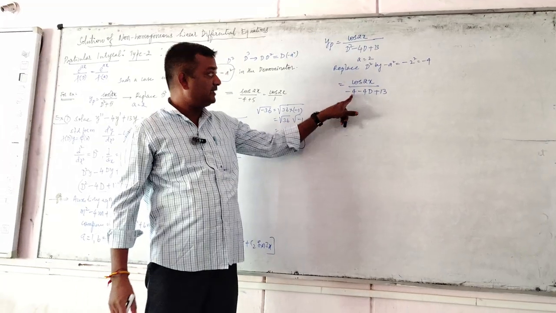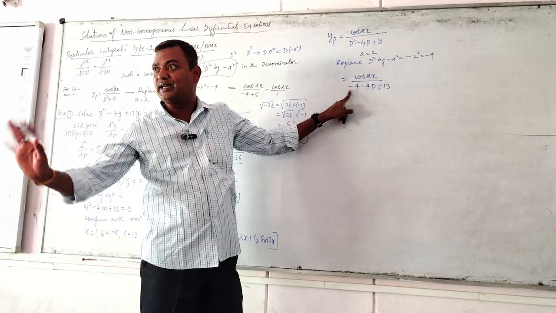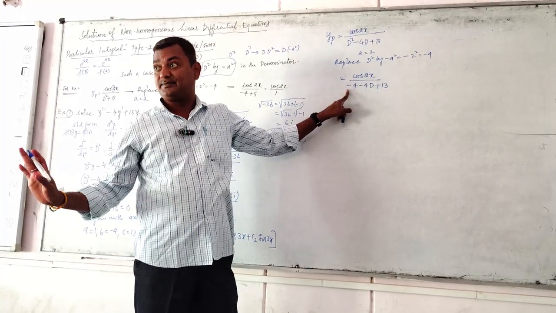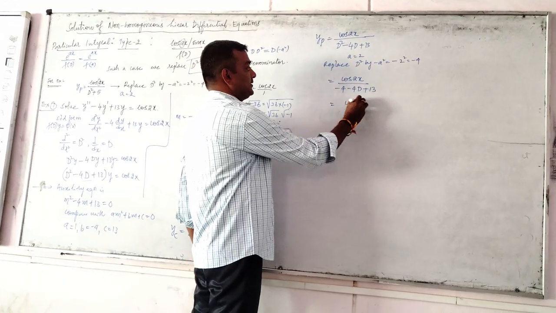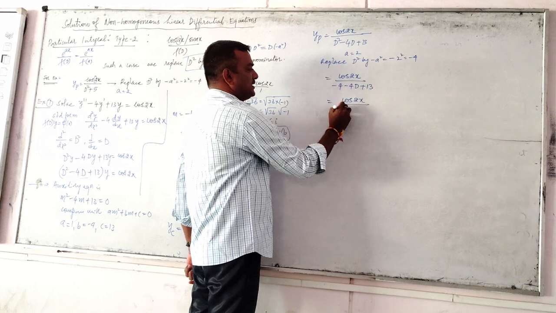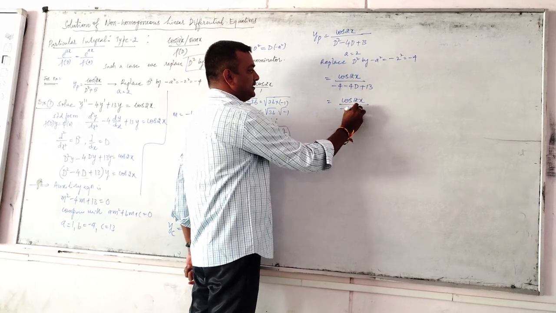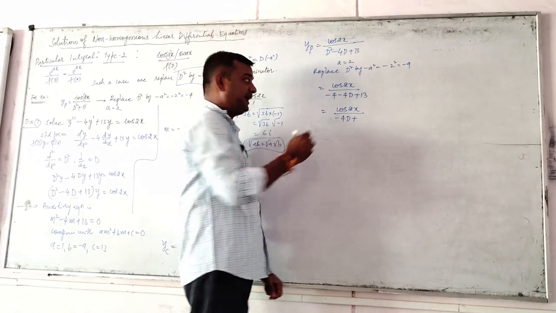Hope it's clear, right? We have replaced only d square by minus a square. We kept d as it is. Fine. Next, cos 2x divided by minus 4d, I will keep as it is. 13 minus 4, how much? 9.